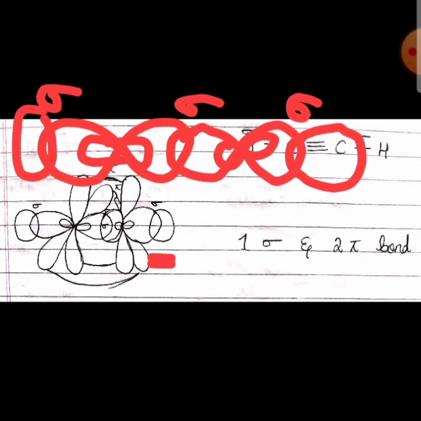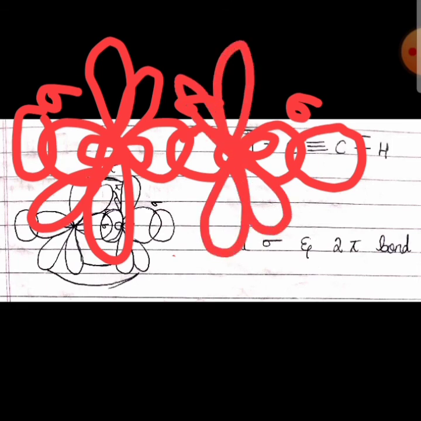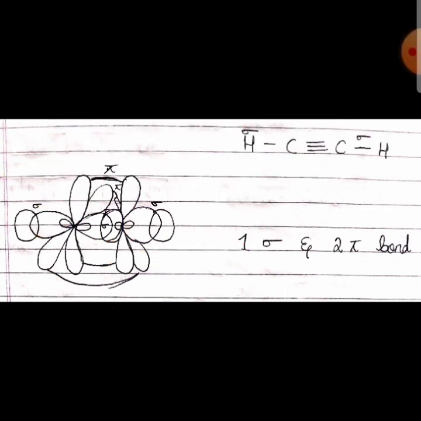Now in each carbon you can find 2 unhybridized p orbitals. This is a representation of the 2 unhybridized p orbitals. These unhybridized p orbitals overlap sideways to form pi bonds. So this is the orbital structure representation of ethyne or acetylene, where between the two carbon atoms you can find a triple bond, 1 sigma and 2 pi bonds, and between carbon and hydrogen you can find a sigma bond.